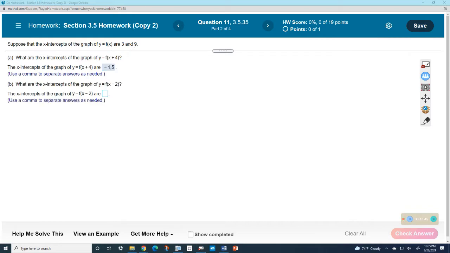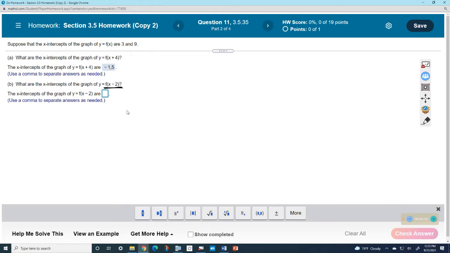All right, continuing on with number 11, part B. What are the x-intercepts if it's f of x minus 2? So what do we do then? You would add 2 to the x coordinates. So that instead of a 3 and a 9, I would add 2, and it would be a 5 and an 11.